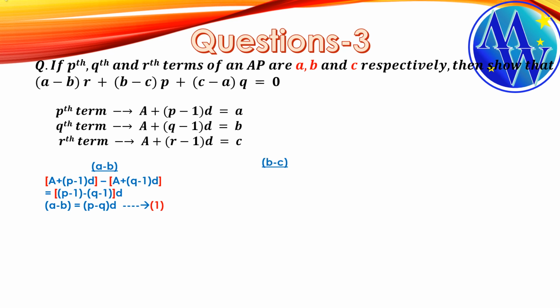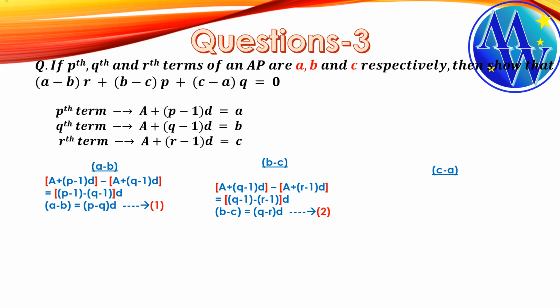Now find B minus C in the same way, which is A plus (Q minus 1) into D minus (A plus (R minus 1) into D). Again A and minus A are cancelled. D is common, so it is taken outside. So it became (Q minus 1 minus (R minus 1)) into D, which equals Q minus R into D, which is equation number 2.